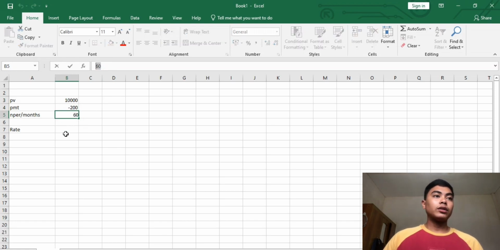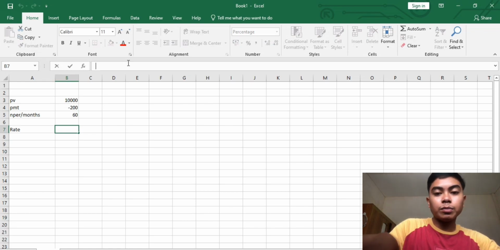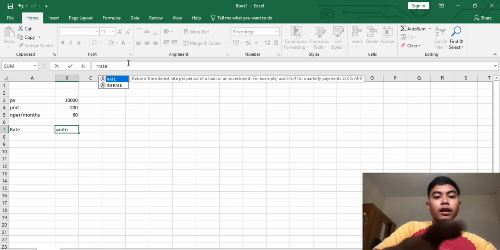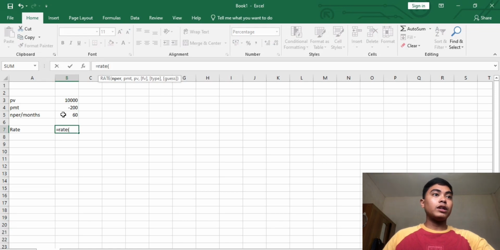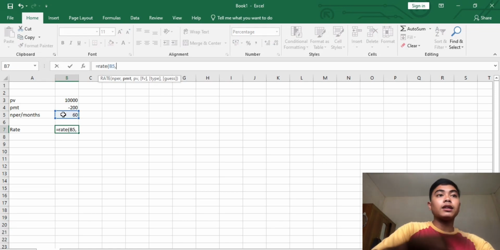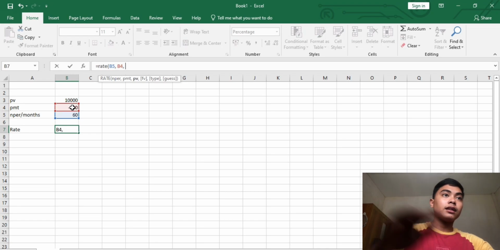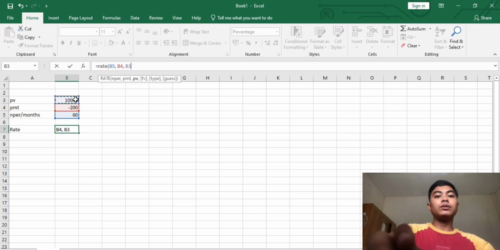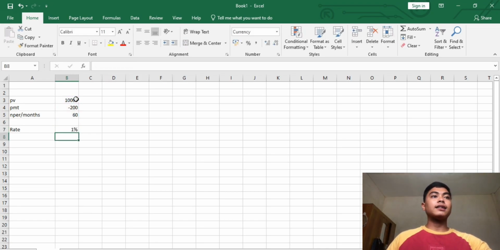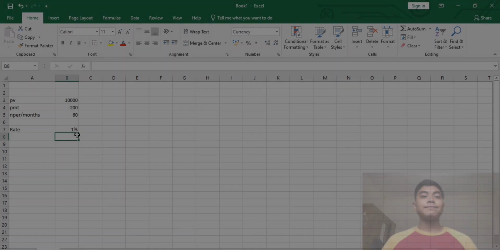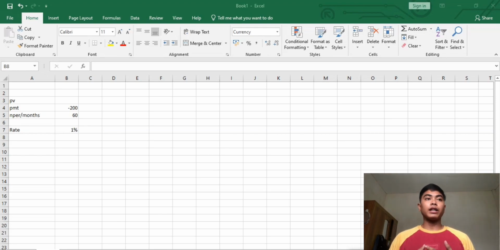So in order to compute the rate, we just need to put the rate function and open parenthesis. We input the NPER for months, next is the payment, and then next is the present value, which totals at 1%. So that's simply how you calculate the interest rate of a certain loan or a certain investment.